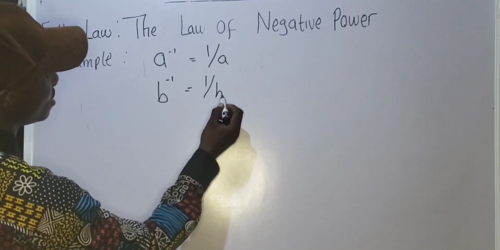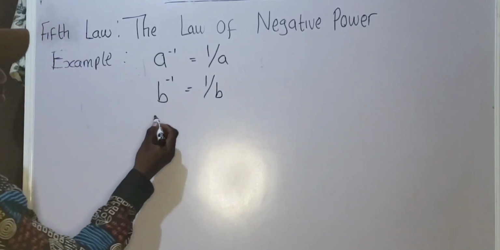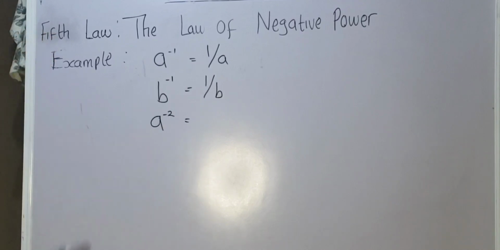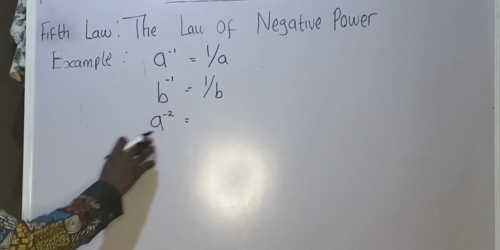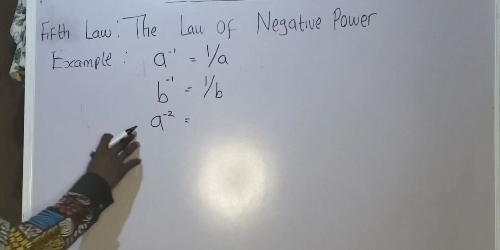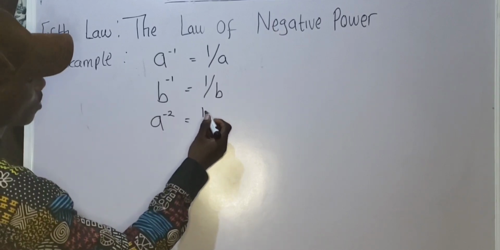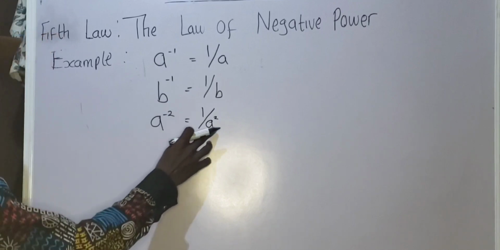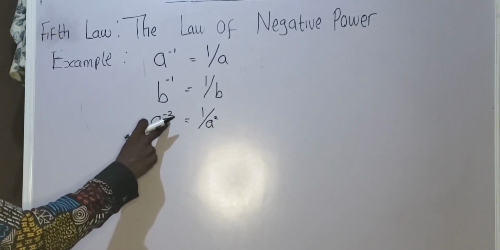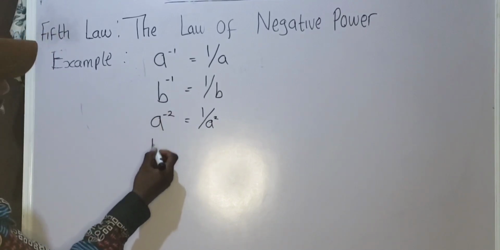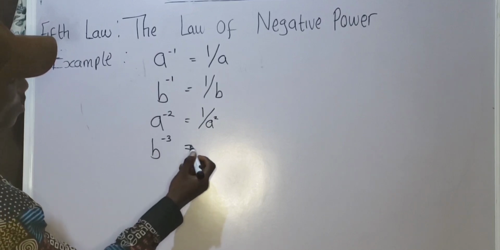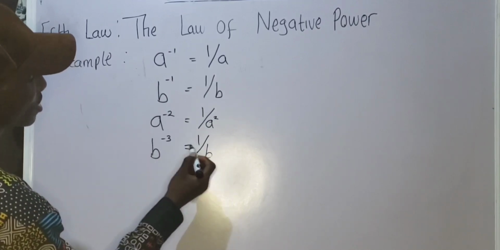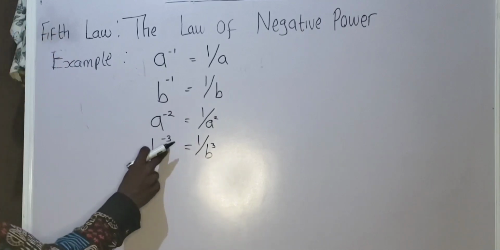Do you understand? So if I have b raised to the power of -1, this is what? 1 over b. But now, if I have a raised to the power of -2, according to this law, how will I write this expression? I'm going to take the reciprocal of a raised to the power of the number that I have here. Do you understand? So if I have b raised to the power of -3, this will be equal to what? I'm going to take the reciprocal of b, that is 1 over b, raised to the power of the number that I have. Are you getting it?